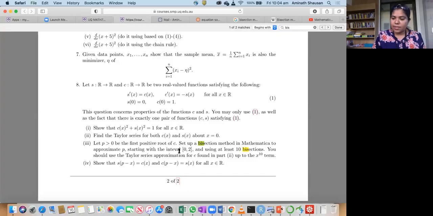Okay, let's look at the theory behind the bisection method. Okay, before that, I'd like to share the notebook.